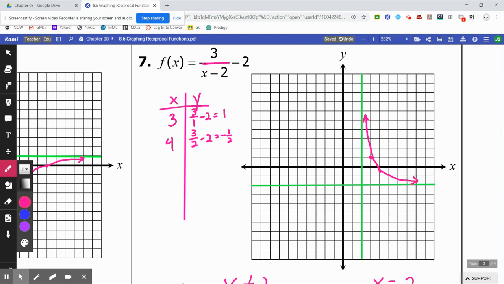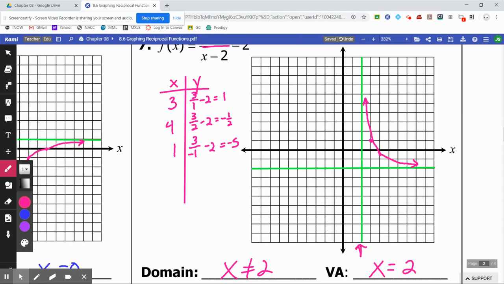Now, in order to find the points on the other side of this asymptote line, let's plug in points like 1. So now you have 3 over 1 minus 2, which is negative 1. That'll be a negative 3 minus 2, which is a negative 5. When I plug in 1, I get a negative 5, which is right in there.